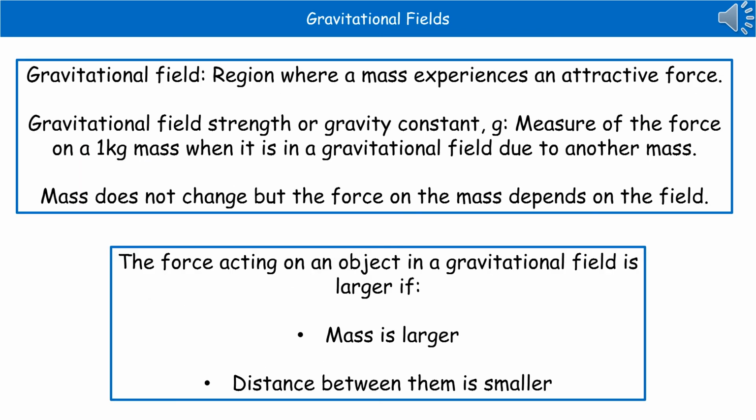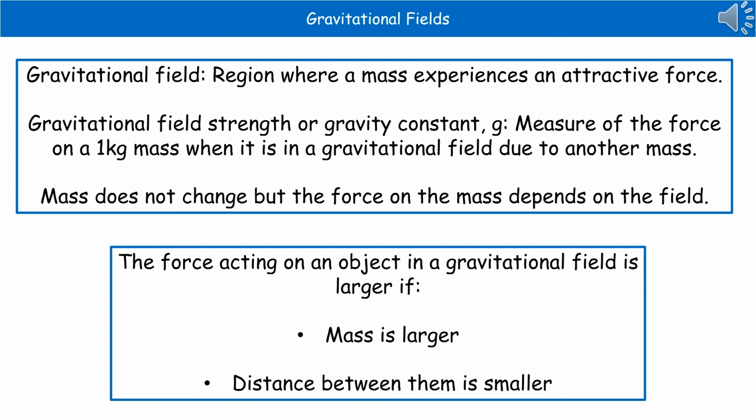When we're talking about a gravitational field, that's a region where a mass experiences an attractive force. And the gravitational field strength, or gravity constant, known as g, is a measure of the force on a 1 kilogram mass when it's in a gravitational field due to another mass. First thing to remember is that mass does not change, but the force on the mass depends on the field. So don't mix up weight and mass.